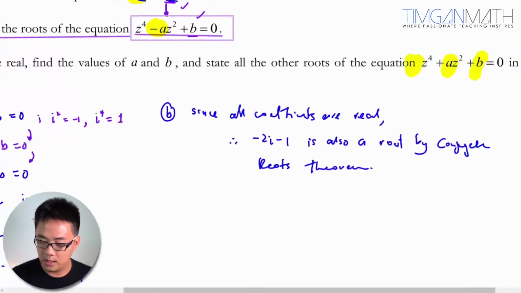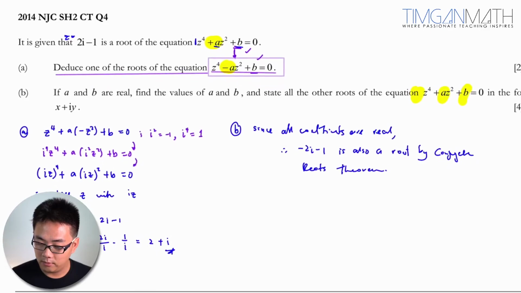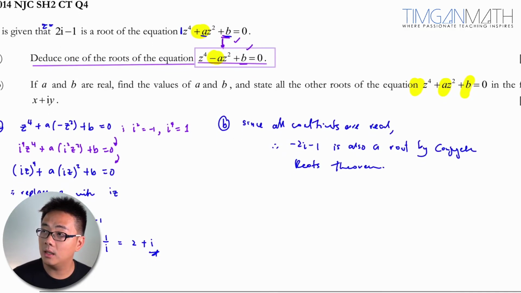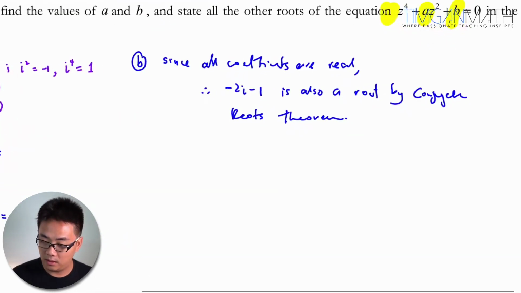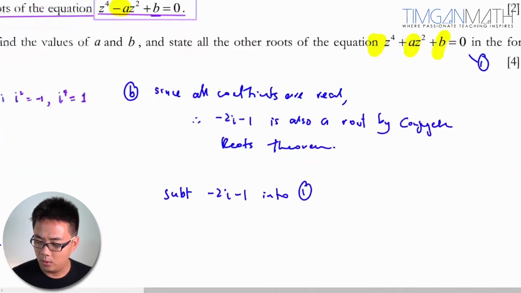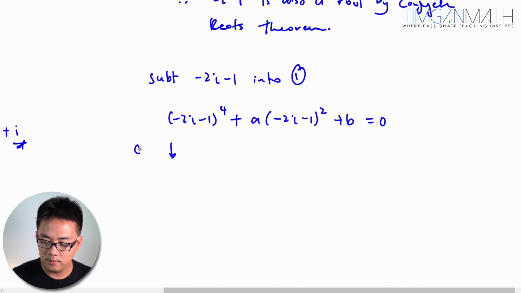What I'm going to do is, you could find the quadratic factor if you want to, and do a long division. But actually, you could just substitute in to find a and b. I'm just going to substitute in and then solve. There are many ways of solving this. I'm just going to use the easier one. So here: minus 2i minus 1 to the power 4, plus a times minus 2i minus 1 squared, plus b equals 0. So I'm going to just use the GC and solve this.